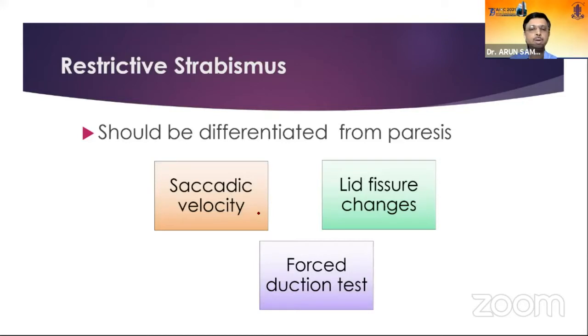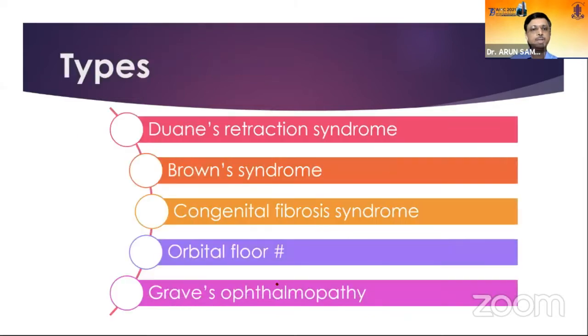Dr. Muralidhar has told about vertical strabismus where there are paretic components involved. Three things can help in differentiating this: the saccadic velocity, the lid fissure changes, and third, most important, the force reduction test, which Dr. Deepti has very nicely demonstrated. With this we can differentiate restrictive from paretic strabismus.